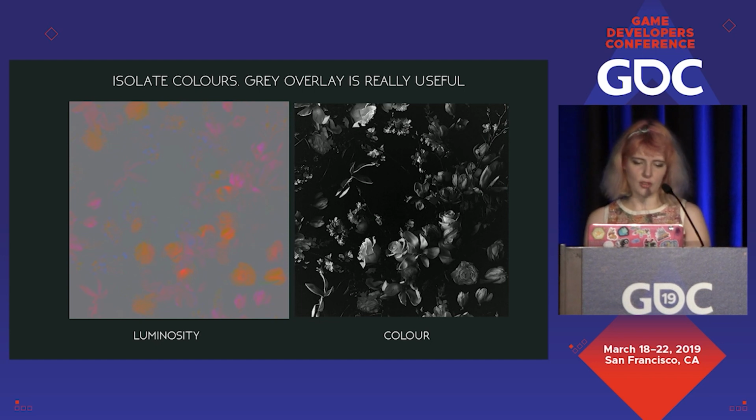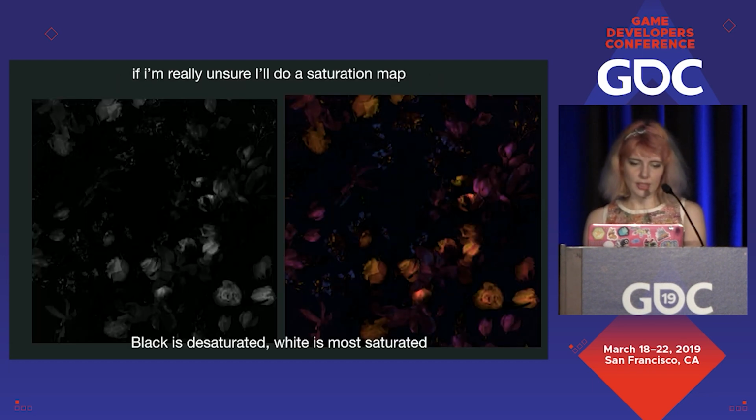So the first thing I do is easily isolate the colors with a gray overlay. I tend to do this a lot and break down the properties of something I want to quote. I definitely know there's a lot of purple and orange in there, but I'm trying to uncover what the other properties are. By doing a saturation map, it's super fast. I don't have time to explain how to actually do it, but it is very Googleable. You can work out exactly what colors are used in an image.